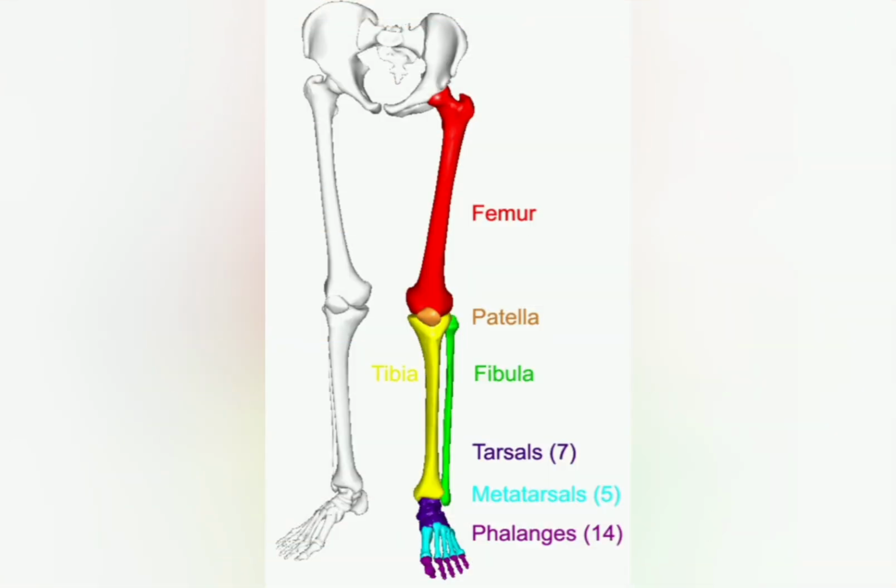As I mentioned before, your femur, which you can see in this picture in red, is the bone of your thigh and the longest bone in your body. Proximally and superiorly, it's connected to the hip joint, and distally and inferiorly it is connected to the patella, tibia and fibula. This is the knee joint, and you can see the patella in orange. This is the bone of your knee, the patella. From there you have the fibula in green and the tibia in yellow.